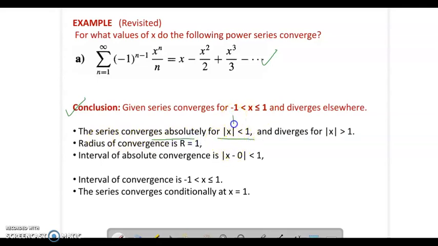So you can write it as mod of x minus 0 is less than 1, and you can see that this was a general pattern, that mod of x minus a is less than R. This is the first type of behavior, where the series converges absolutely when mod of x minus a is less than R and diverges when mod of x minus a is greater than R, right? So from here you can say that R, your radius of convergence, is 1, and a, the center of convergence, is 0.